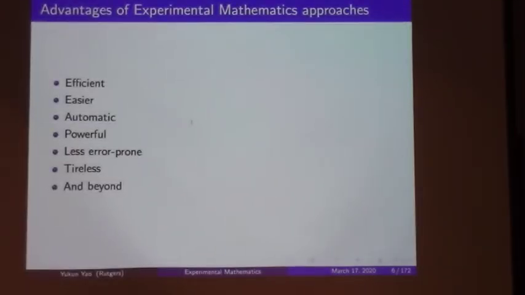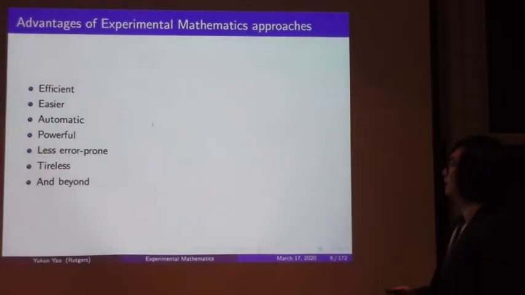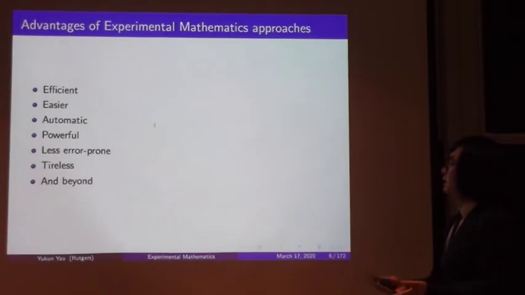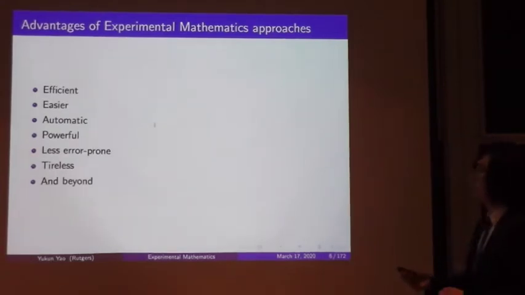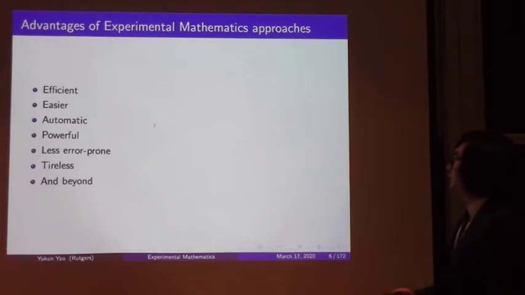And here are some advantages of the experimental mathematics approach. It is efficient because we know computers can calculate much faster than humans. It can be easier, it can be automatic, and computers are very powerful. It is less error-prone. Usually humans make more mistakes than computers. It is tireless. Computers do not need to sleep or eat or drink, and they are much more beyond.